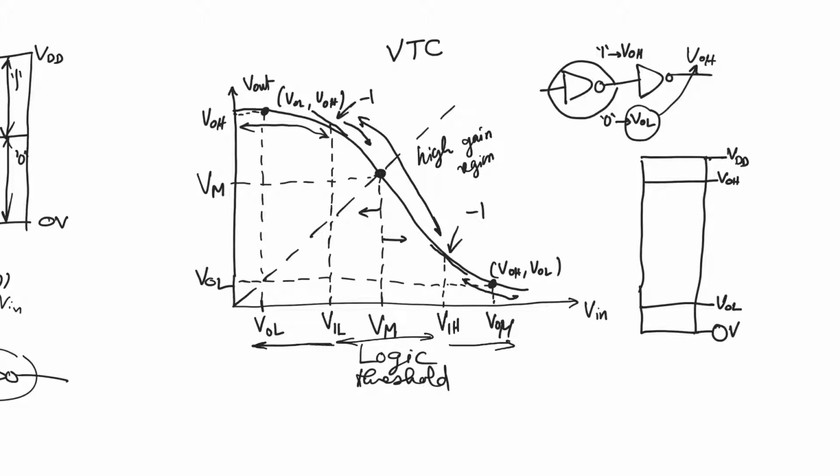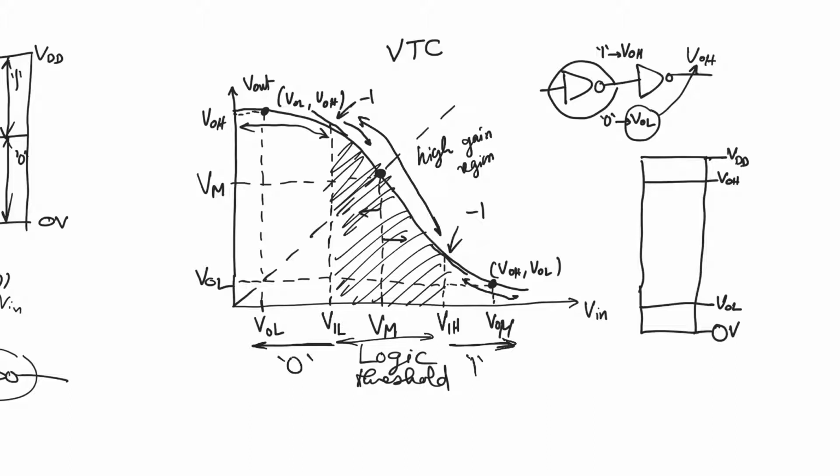The range below V input low is actually a valid logic 0 input. The range above V input high is a valid logic 1 input. And the range in between, this whole range, is a wasted transition region. We should not use inputs in this transition region. In module 13, we'll talk more about why this transition region should be avoided.